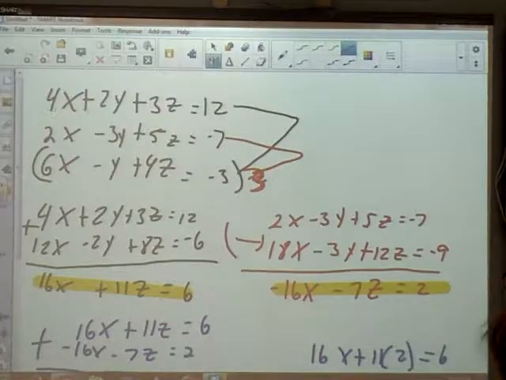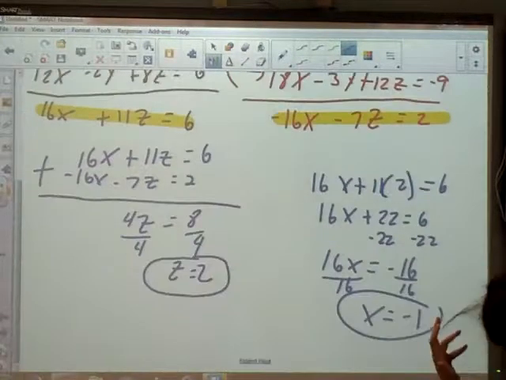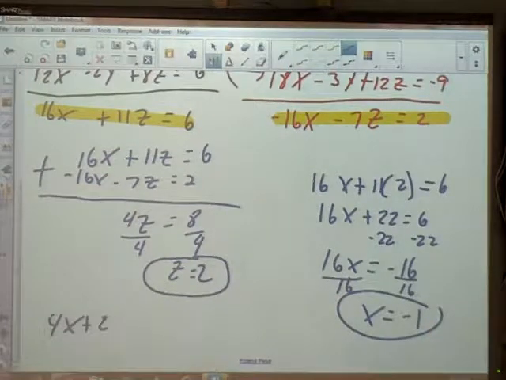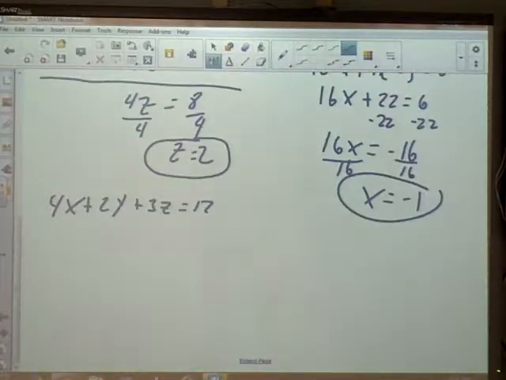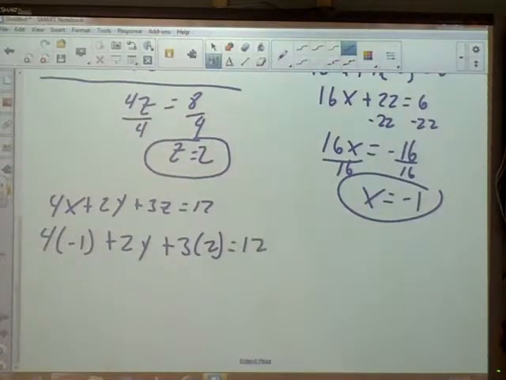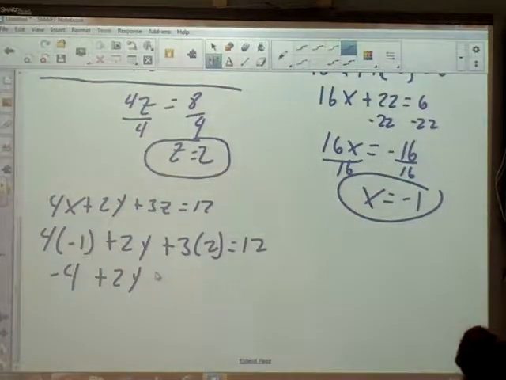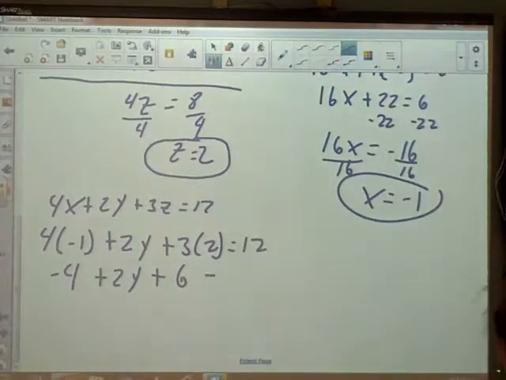Okay, I'm going to go with Stephen, do the first one. It's got all positives. 4x, 2y, 3z is 12. We're right down here. 4x plus 2y plus 3z is 12. All right, so we've got 4 times negative 1 plus, I still don't know y, plus 3 times 2 is equal to 12. So negative 4 plus 2y plus 6 is equal to 12.